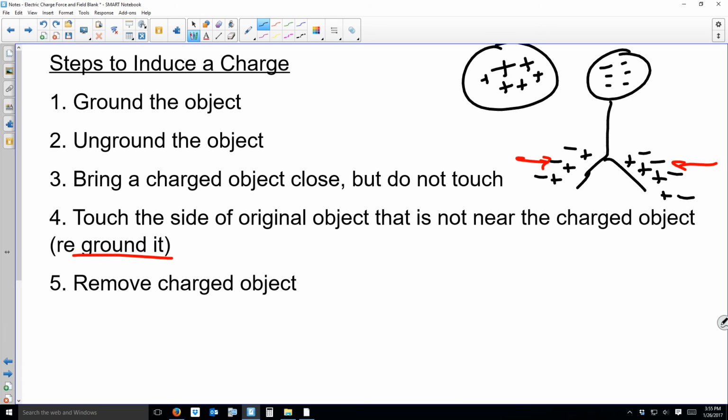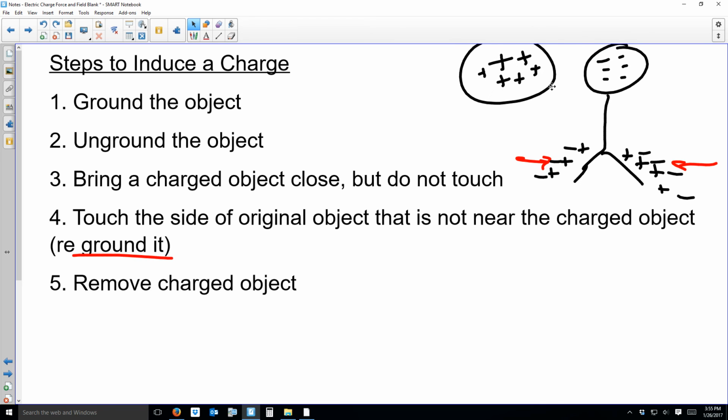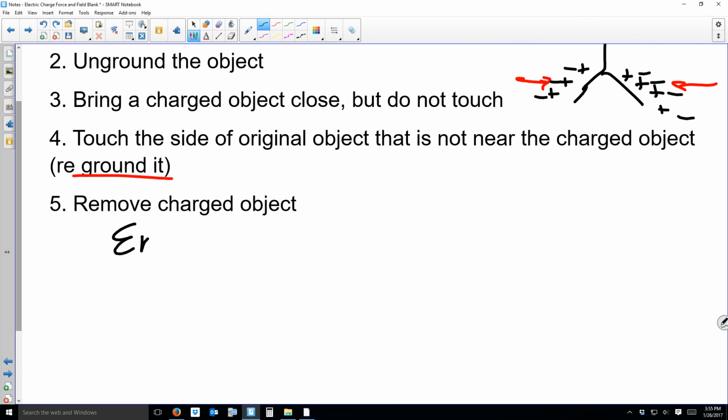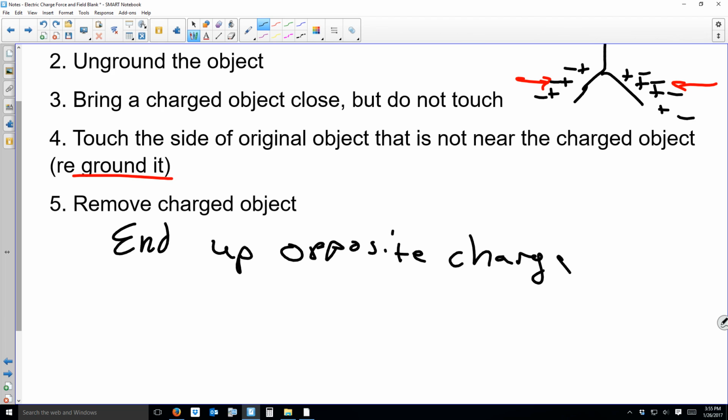So when I remove this charged object, there we go. When I remove this charged object up top, now overall I've got more electrons than protons. I have a now permanently negatively charged object. So you end up with an opposite charge when you induce an electric charge. If you are charging by induction with a positive object, you end up with a negatively charged object. And if you start with a negative, you end up positive. You get the opposite when that occurs.